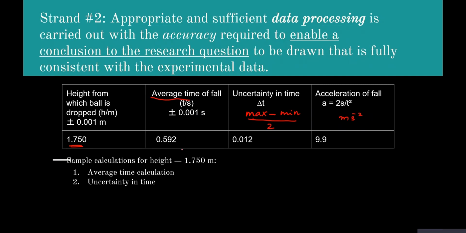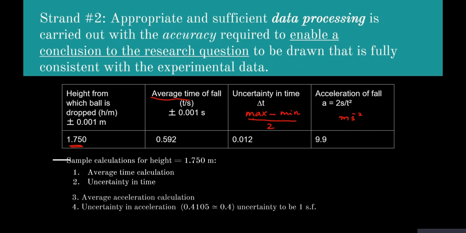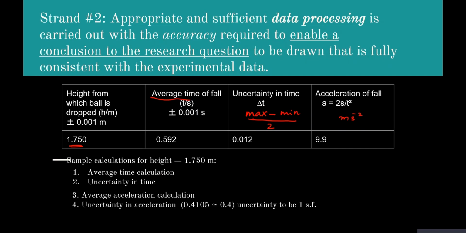You just put in these samples, like how did you calculate a trial 1 value plus trial 2 value plus etc. divided by, since you have taken 5 trials, you will write divide by 5. And uncertainty is, use this equation, put this equation here, substitute the maximum time, minimum time, and show that calculation. And average acceleration calculation and uncertainty in acceleration.